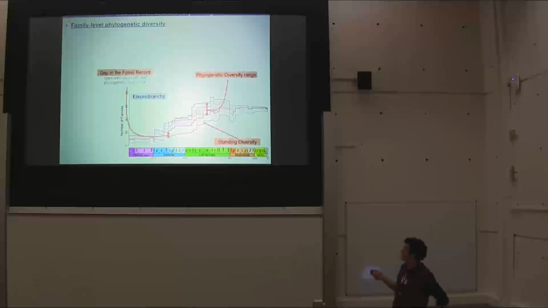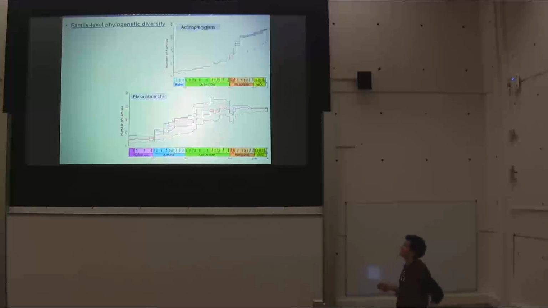So this is what we've got for Elasmobranchii. We've got here the standing diversity, and here the phylogenetic diversity range, with each curve corresponding to a phylogenetic hypothesis. And between the two, we've got the gap in the fossil record. So this is the stratigraphic range that we've added to fit the phylogeny.